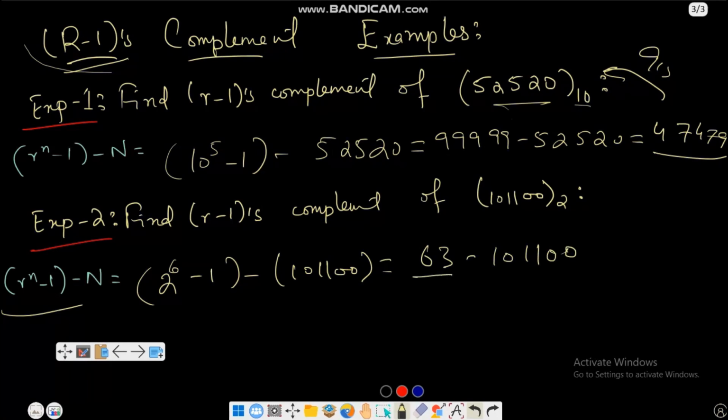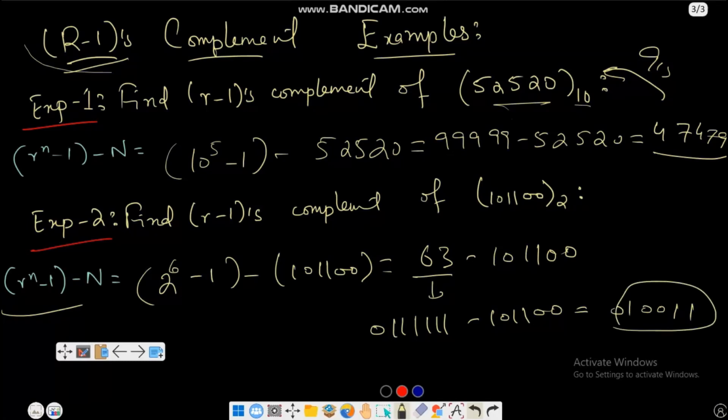I can't do subtraction just like that, so I need to first convert this into binary. So this becomes this in binary, and this will stay the same. If I convert this, it's going to be 110010. So this is going to be the result of this subtraction. This is going to be the 1's complement of this number, or I can also say that this is going to be r minus 1's complement of this number.